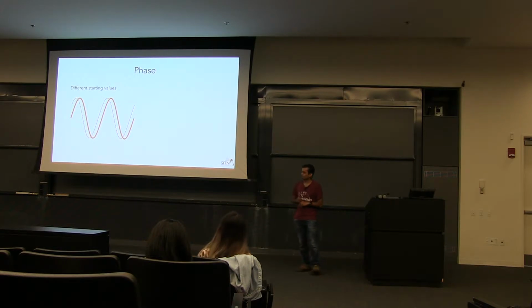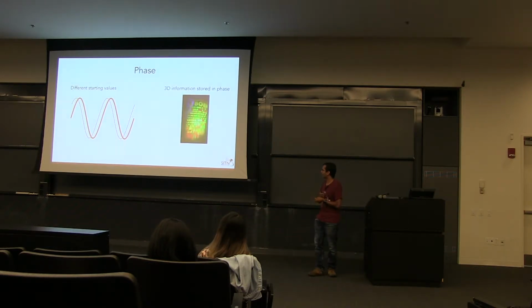So one property of light that helps us see 3D information is the phase of light. If you look at the solid wave versus the dashed wave, you can see that they have the same amplitude and the same frequency. The only thing that's different between them is really the starting value. So the dashed one starts at a higher value than the solid one. And this information in the phase can encode the 3D nature of an image and help you create holograms like this, where you can actually reconstruct not just a picture, but actually the full 3D structure of the object.